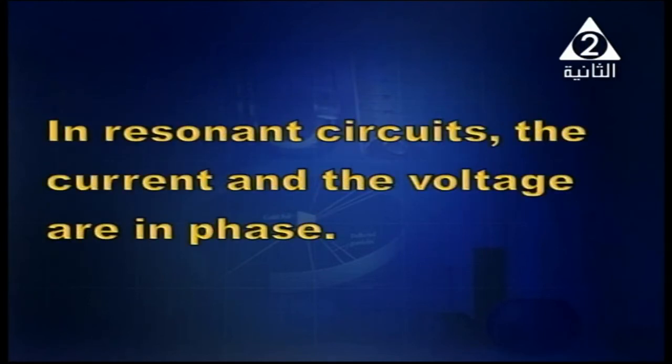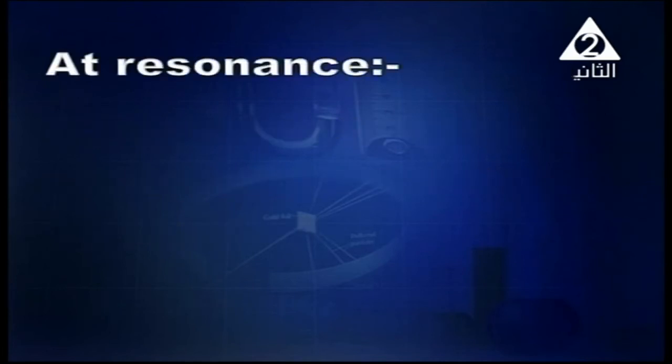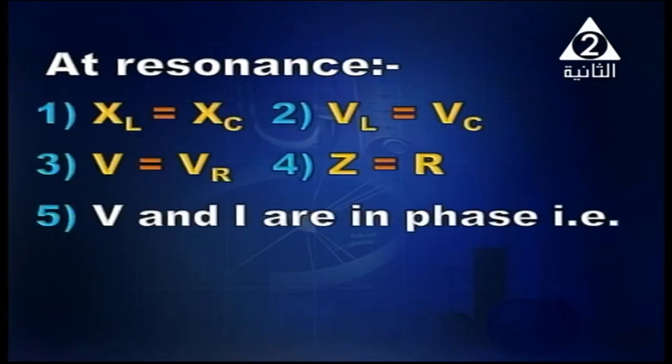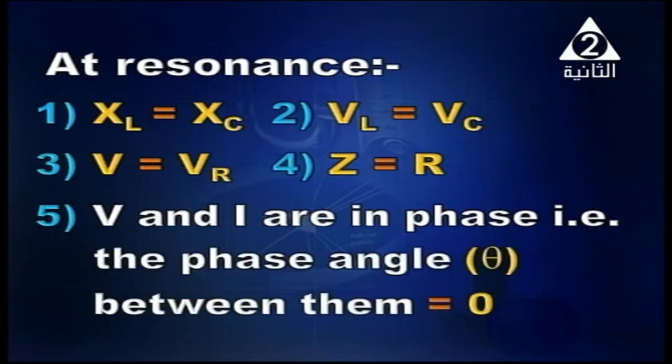Another give reason. In resonant circuits, the current and the voltage are in phase. At resonance, what happens? XL equals XC, VL equals VC, V total equals voltage across the ohmic resistor, V total equals VR. Impedance is a minimum and is equal to R, Z equals R. V and I are in phase. That's to say phase angle is equal to 0. Theta equals 0.